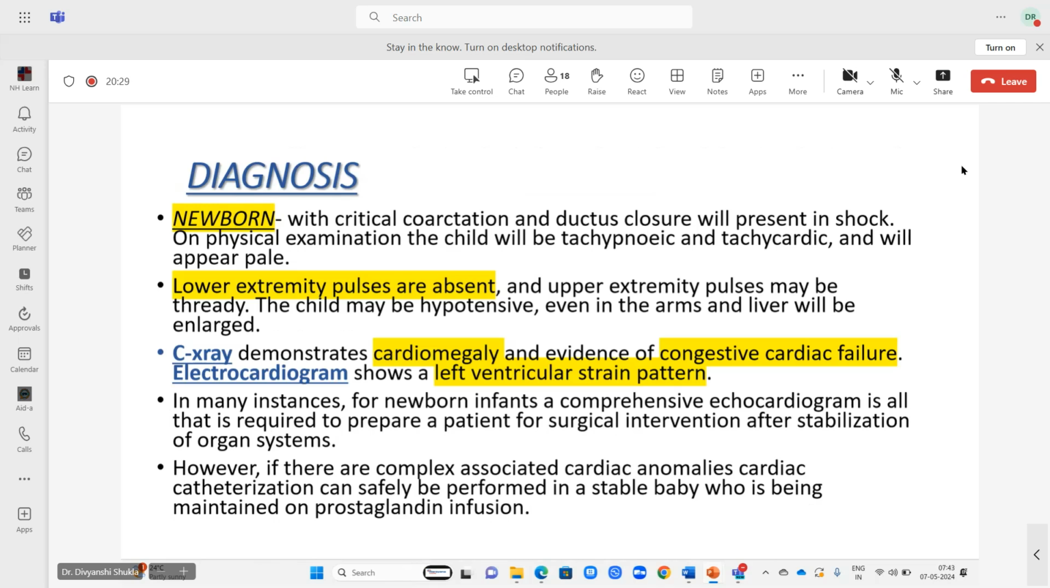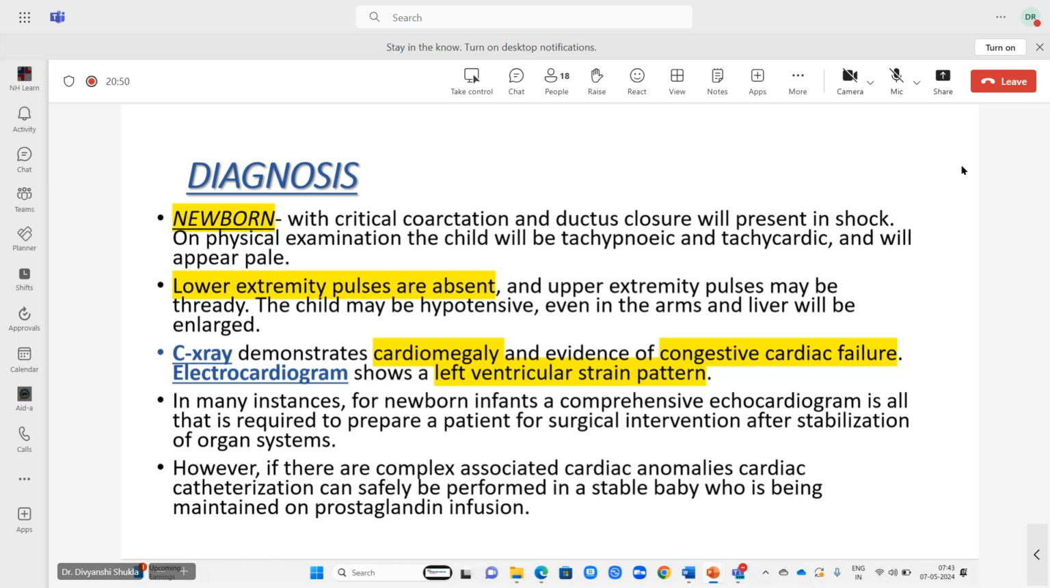Diagnosis: a newborn with critical coarctation and ductal closure will present in shock. On physical examination, the child will be tachypneic and tachycardic and will appear pale. The lower extremity pulses are absent and upper extremity pulses will be thready. The child may be hypotensive even in the arms and the liver will be enlarged.